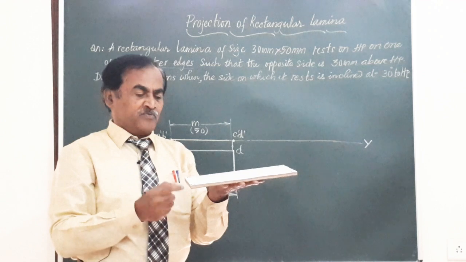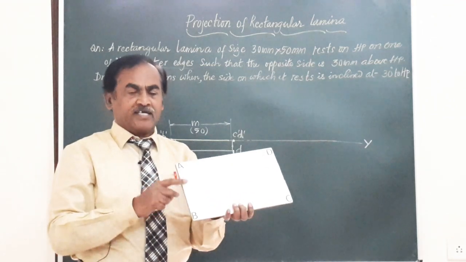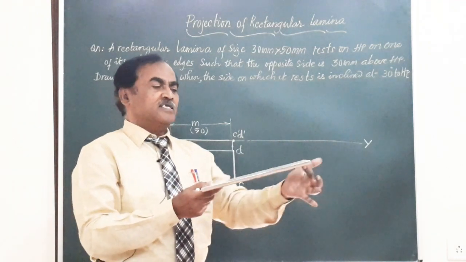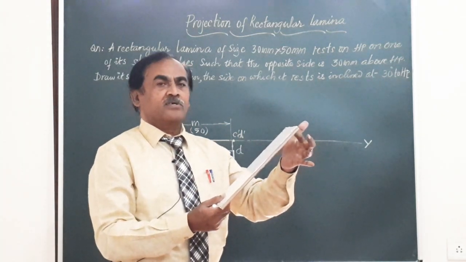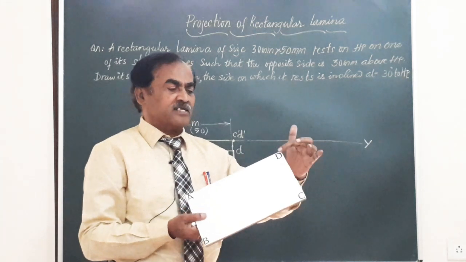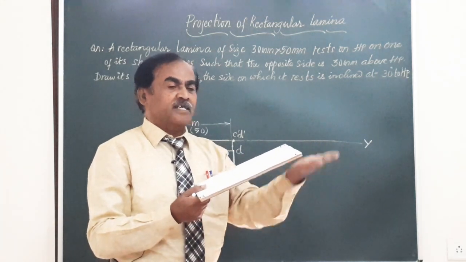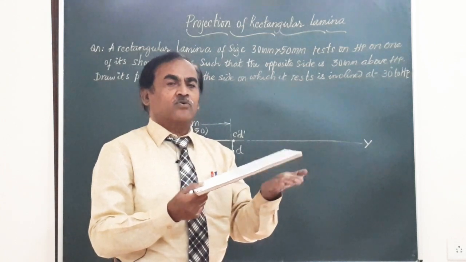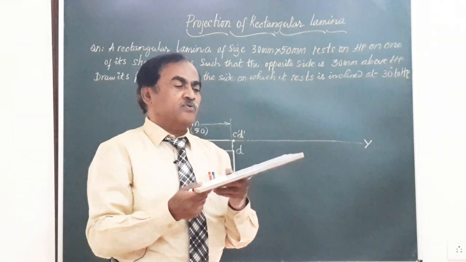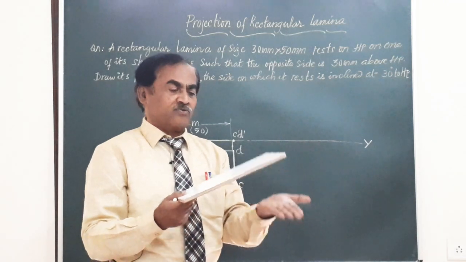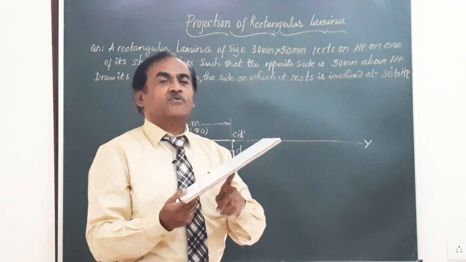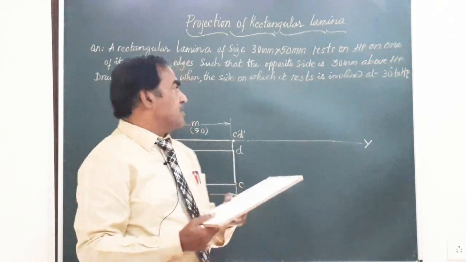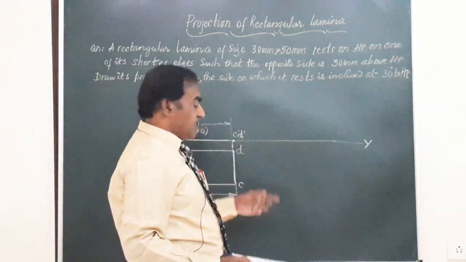Here he says the lamina is resting on one of the shorter edges. Say it is resting on shorter edge AB, and this is tilted up such that the height of the other shorter edge is 30 mm above HP, above the XY line. So in here they can give you the height of this edge above XY, or they can give you the inclination. So in fact it covers two problems. They can give you the inclination or the height.